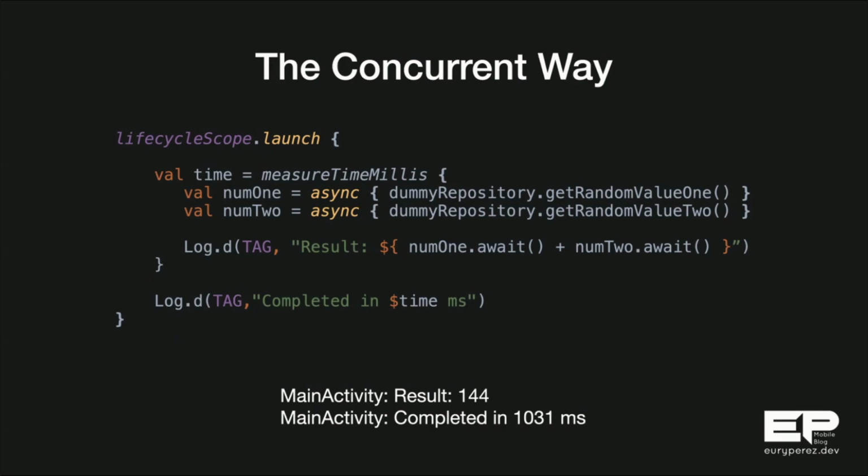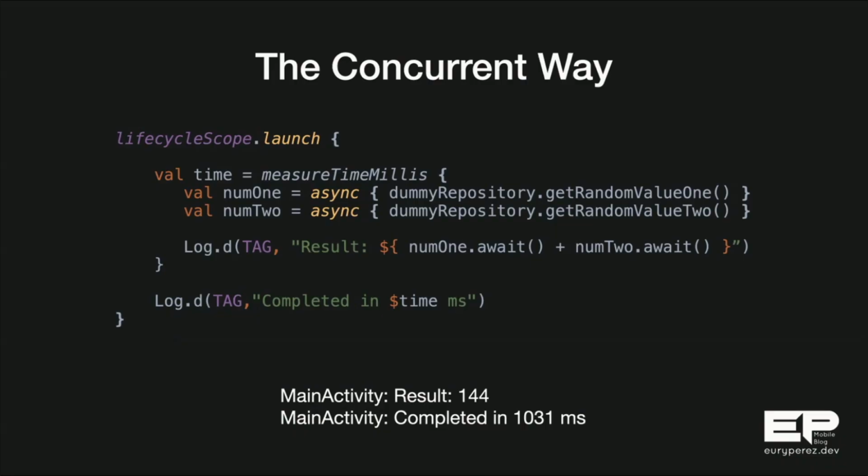So you see in the next line, the result, I'm doing num1 dot await plus num2 dot await. What this will do is that it will wait for the operation that takes longer, and then it will print, right? So the total time of this operation will be that of the function that takes longer. In this case, you can see below that before this lasted a little bit more than 2 seconds, and now it's 1031 milliseconds. So it's a little bit more than 1 second.